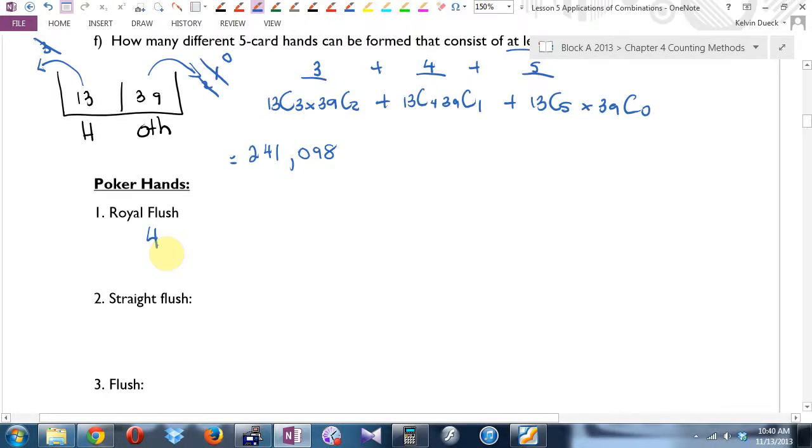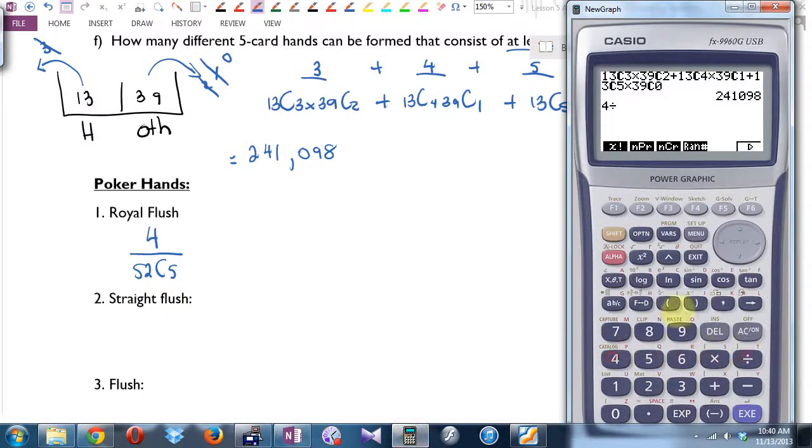Now, if you want the odds of getting that, on the previous page in our notes, how many 5-card hands were there? 2.6 million. If you want the odds for any of these, you just divide by that. So the odds of getting a royal flush are 4 divided by 52 choose 5. In decimal form that's 0.000000153. It's pretty small.